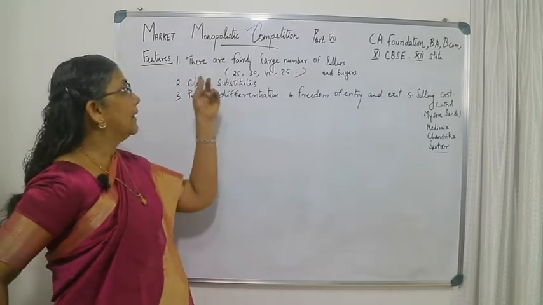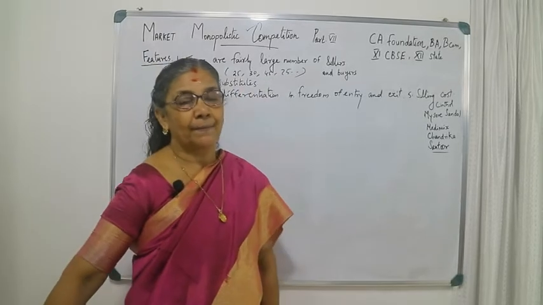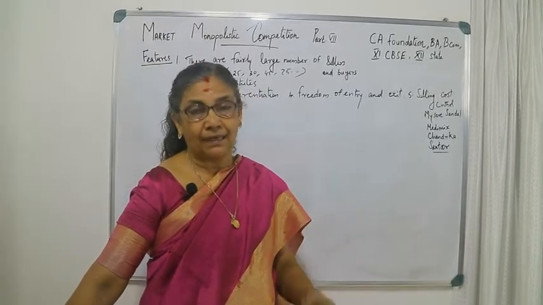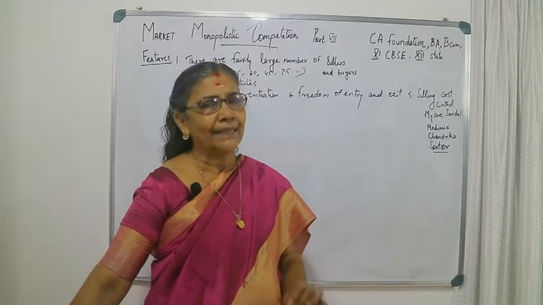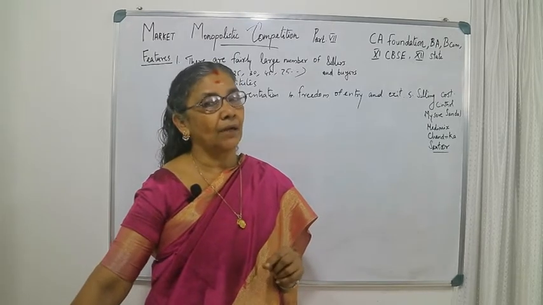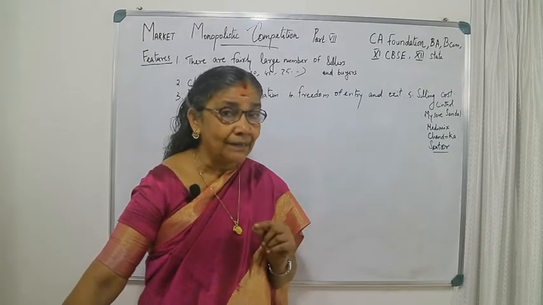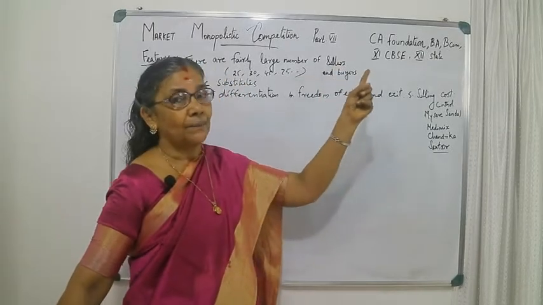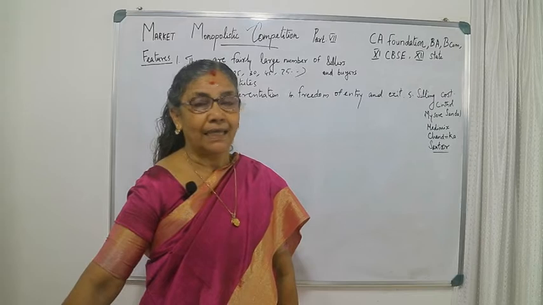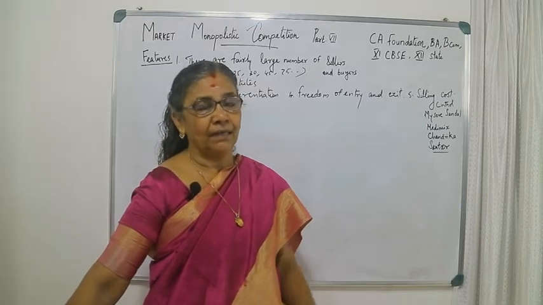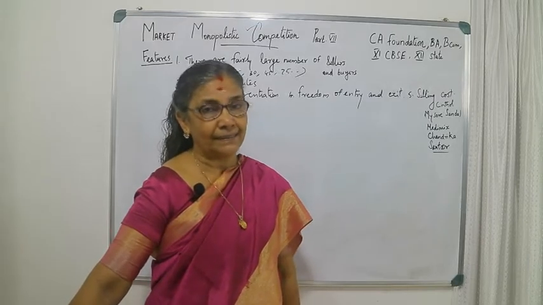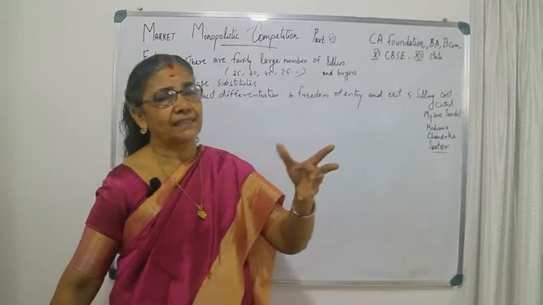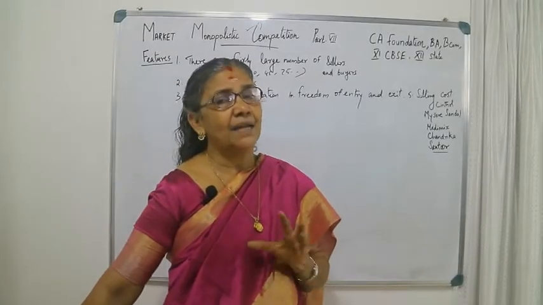First point is that there are a fairly large number of sellers. In some textbooks you see a large number of buyers and sellers also. But it is better to say a fairly large number of sellers or producers, and several buyers. Fairly large number means about 25, 30, 60, 70, 75, like that.